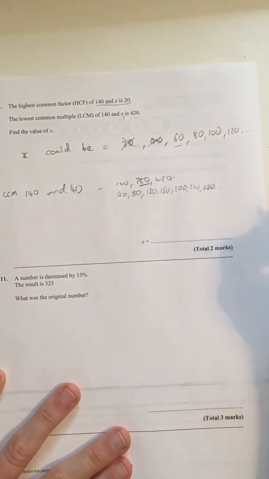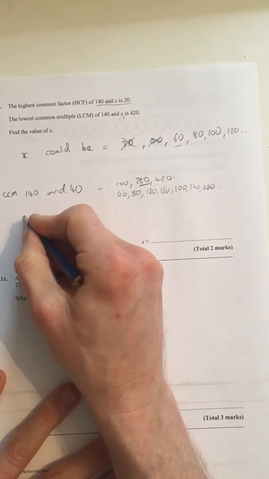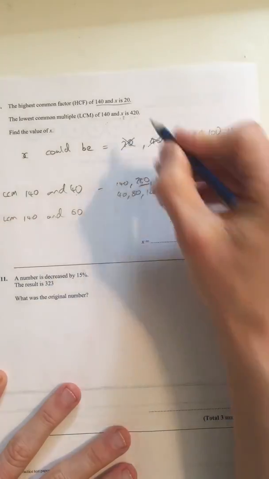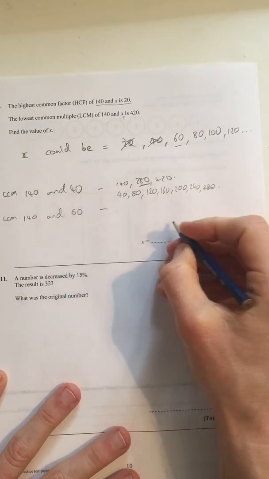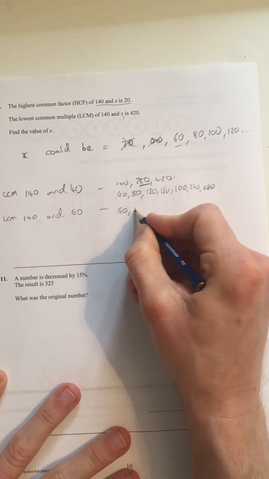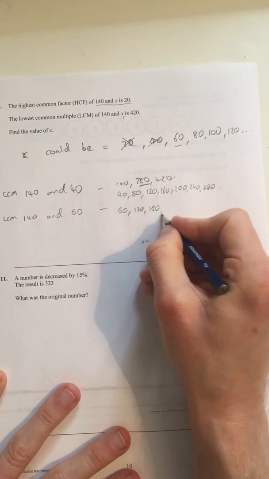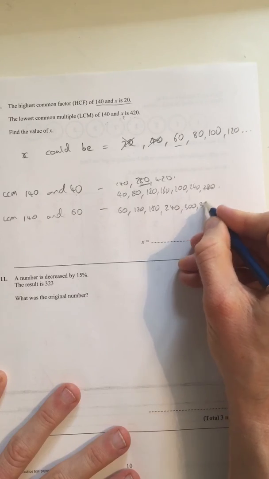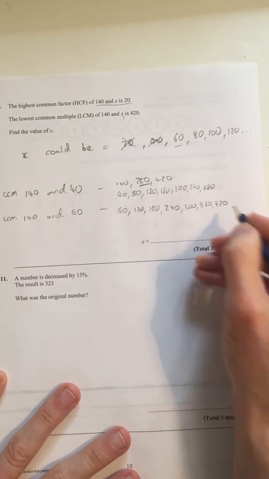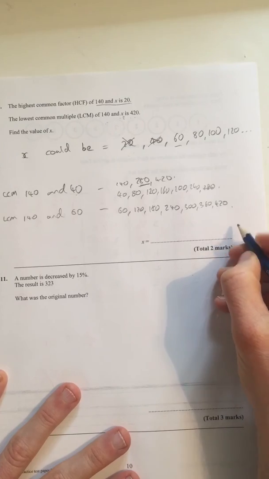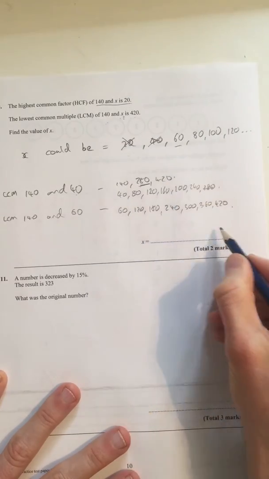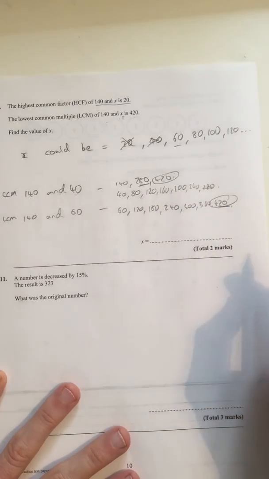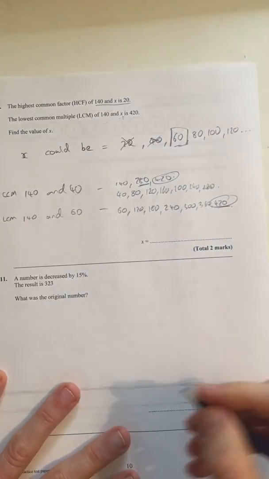Could it be 60? Let's think about that. The lowest common multiple of 140 and 60, is that 420? So let's write down some of the multiples of 60. So 60, 120, 180, 240, 300, 360, 420, and yes, the lowest common multiple of 140 and 60 is 420. So the answer is 60.